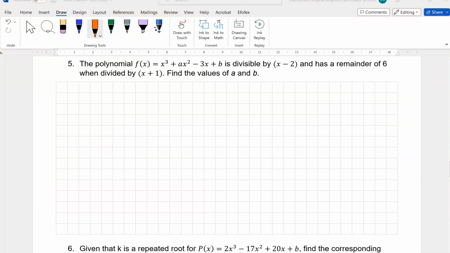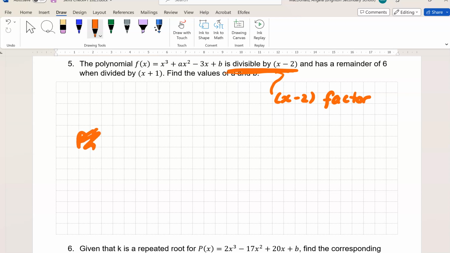Yep, the polynomial is divisible by x take 2, so that bit there, if I was to reword that, I guess I should say x take 2 is a factor. Okay, so what would you then write after that? P of 2 equals 0. Well, yes, I was right. F of 2 equals 0. And of course, the remainder of 6 when divided by x plus 1, P of minus 1 equals, it's frozen on me. I'd love to write equals 6, won't let me. Oh, there we go. Equals 6, and then hopefully you can sub it in, away you go.